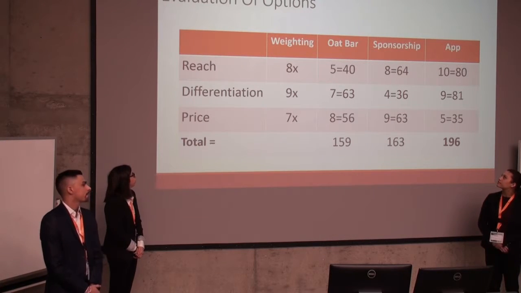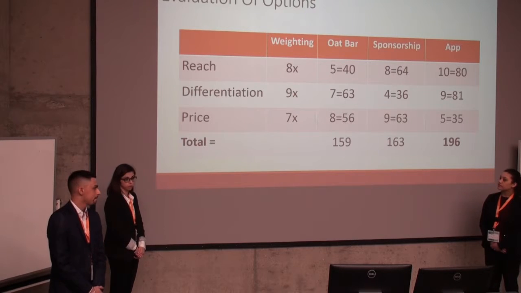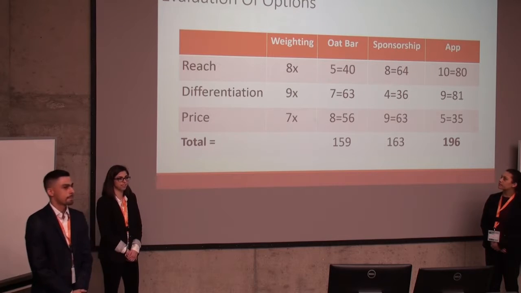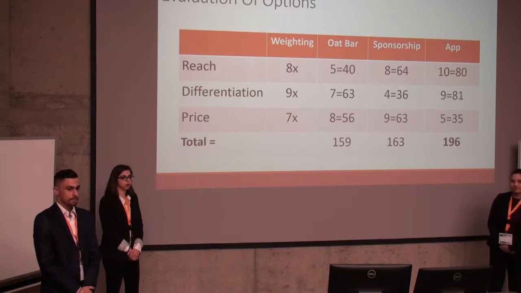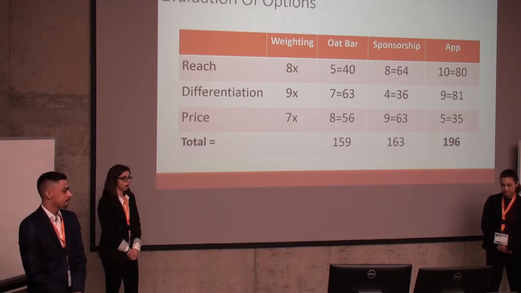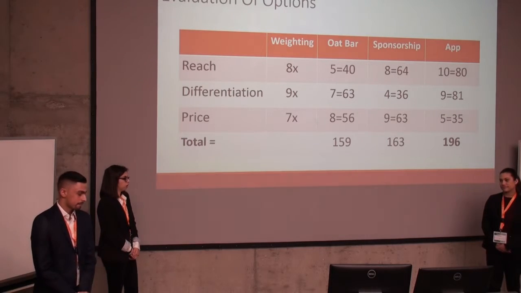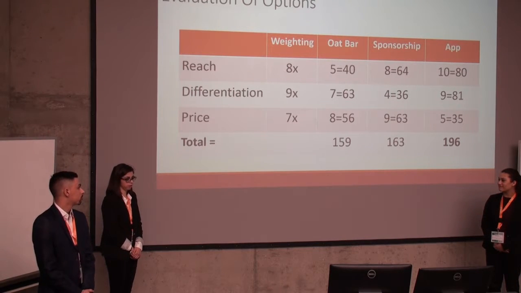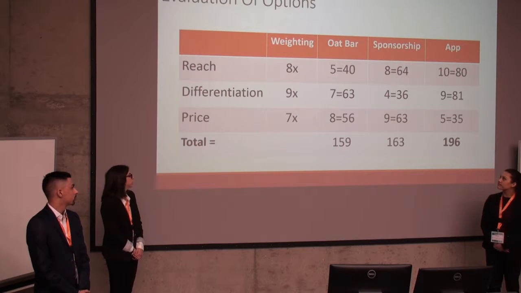For the sponsorship, we put an 8 for the reach because it's a very broad reach for all these events. Differentiation is a 4 because there are a lot of competitors and a lot of other companies that are sponsoring these kinds of events. For the price, we put a 9 because it would cost you almost nothing to be in those events and you would get a lot of visibility. That adds up to a total of 163.